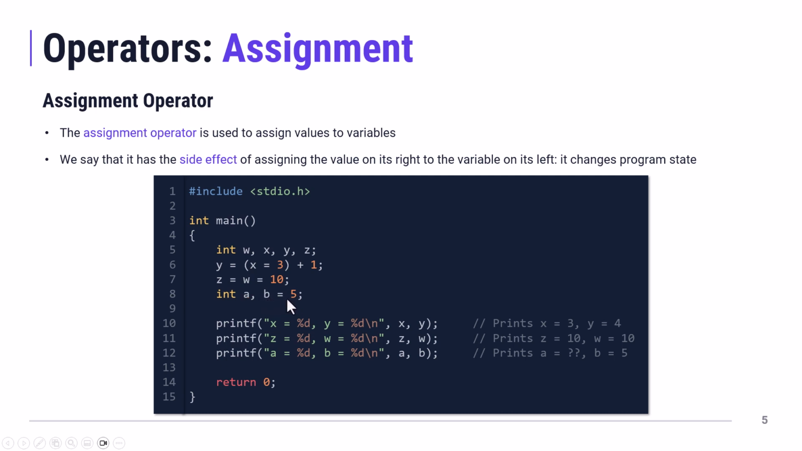Just one thing to note here, this does not assign 5 to both a and b. It only assigns 5 to b. In this case, a is left uninitialized. Now, depending on your compiler, it may initialize that to 0 for you. When I tested it last night with GCC, it didn't. It just gave me some random junk that was already in RAM. Okay, so you have to be careful with that. It's best to always initialize your variables.